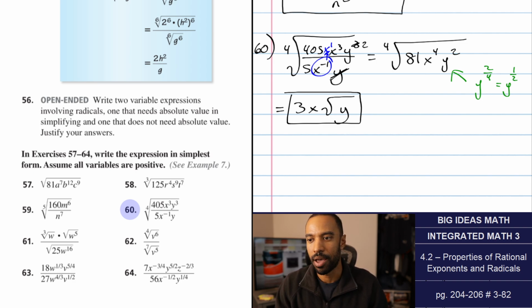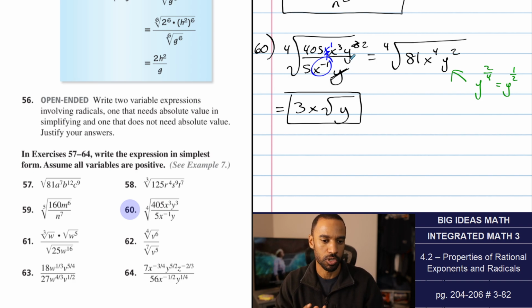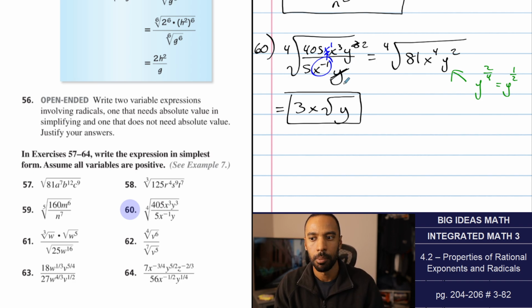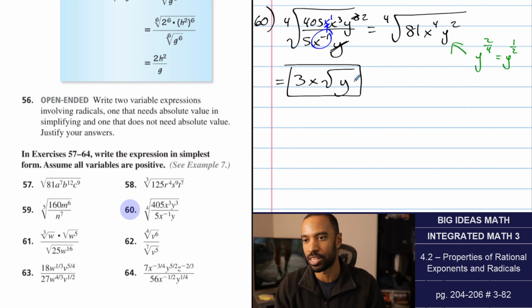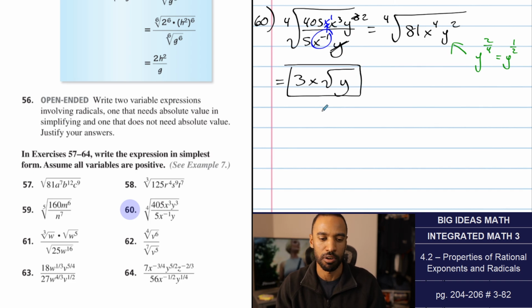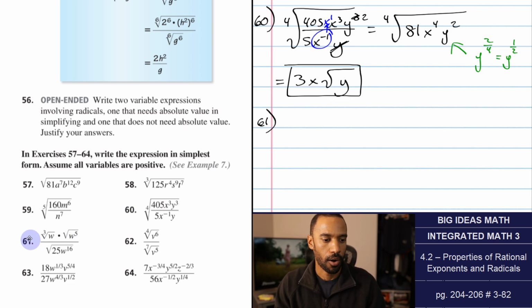Now, the one thing about this problem that you'd have to be very careful with overall is that this initial y that I canceled out, they said assume all variables are positive, so I'm going to assume that. But you just got to make sure that y isn't 0. We can't be dividing by 0. So normally I'd be saying something like that. In this case, I think I'm good in just saying that assume all variables are positive anyway. So we are good. Because you can't cancel out a 0. All right, number 61.